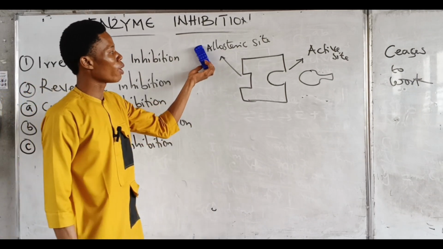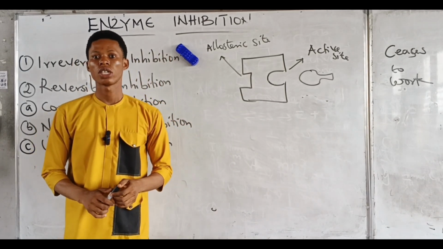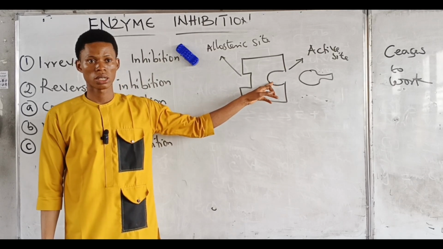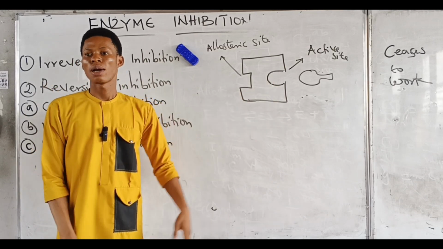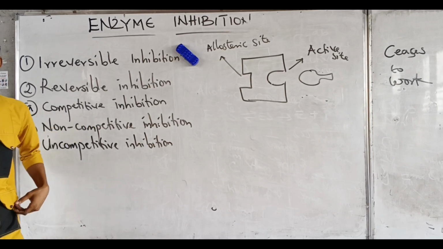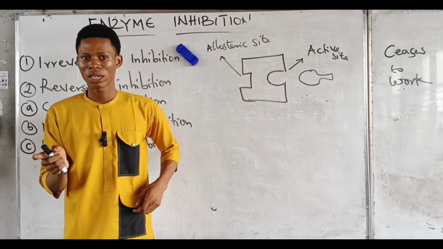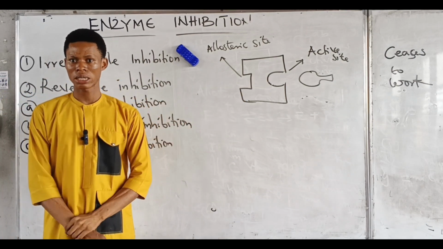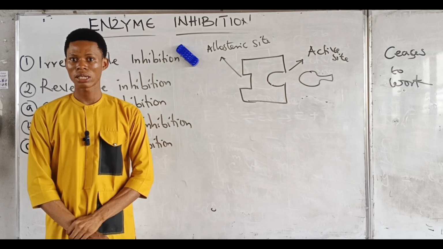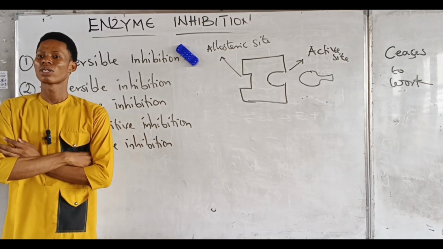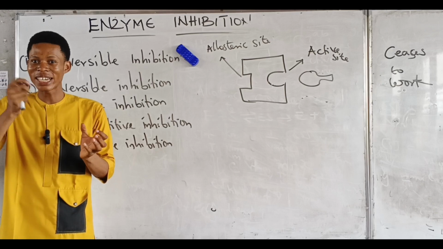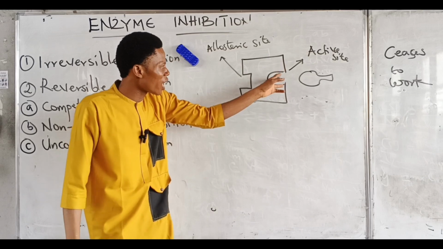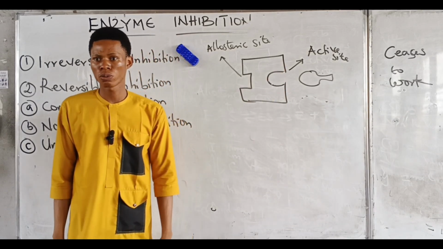Non-competitive. Let's come back to this diagram here. In competitive inhibition, why was the inhibitor able to bind to the active site? It has the same shape as the substrate, right? But non-competitive inhibitors don't have the same shape as the substrate. So can they bind to the active site? They cannot. So they will look and say, but I really want to hinder this enzyme. What will I do? I don't have what it takes to come directly to this place.